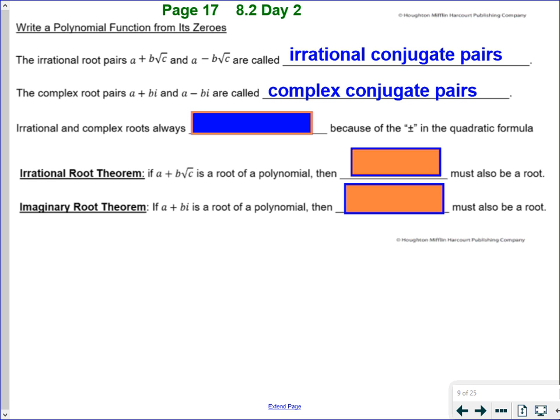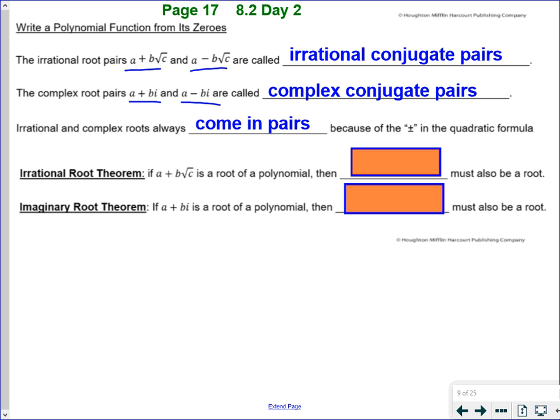Irrational and complex roots always come in pairs because of the plus or minus in the quadratic formula. And what that means is that anytime we have a root in the form a plus bi, we must also have the root a minus bi. You either have both of them or you have neither of them. You cannot have just one. And that's the same thing with a plus b root c and a minus b root c. You either have both of them or you have neither of them.